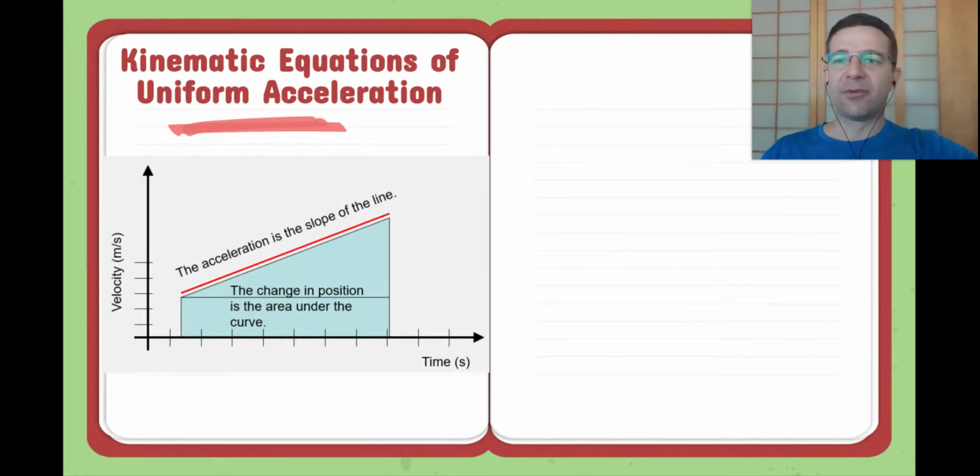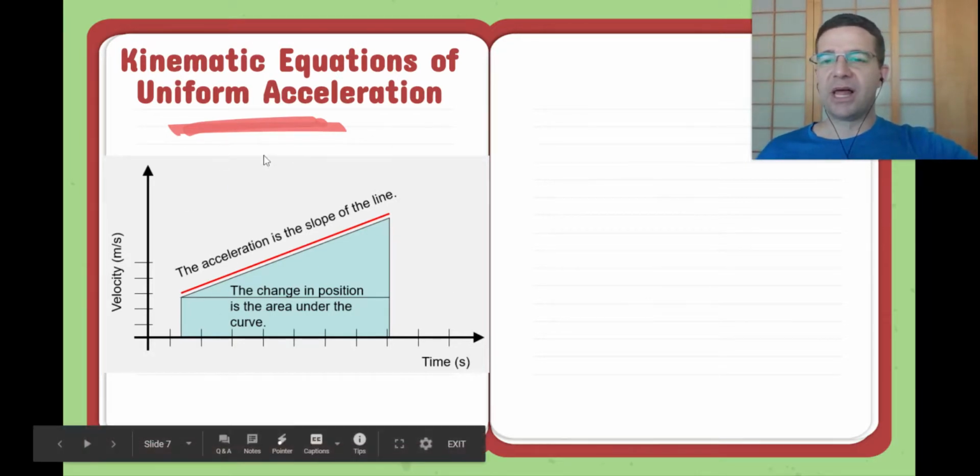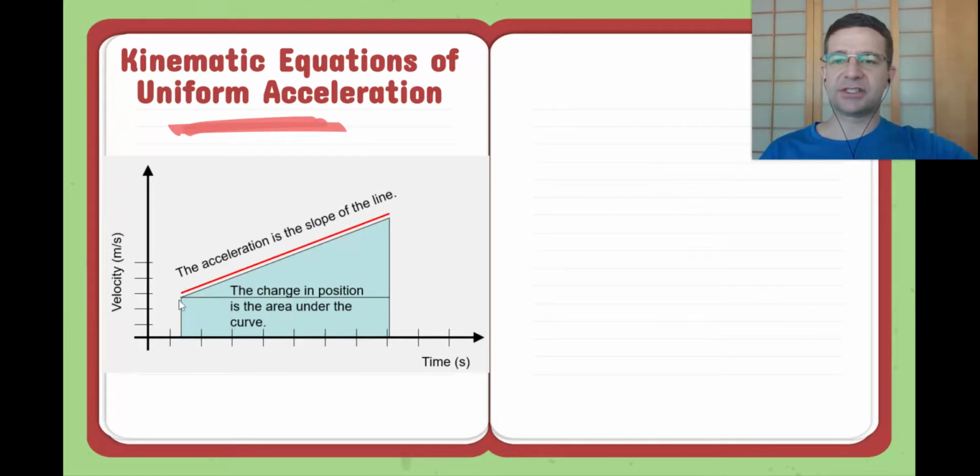Okay, now for part two. What we're going to look at here is how to derive the kinematic equations of motion for uniform acceleration. And the place we're going to start is we're going to start here with the velocity versus time graph. And so let's just carefully look over what we've learned. The acceleration is understood to be the slope of the line. And since we're looking at uniform acceleration, the slope of this line, the gradient of this line, is constant.